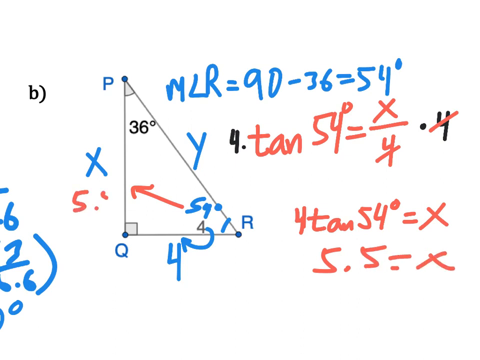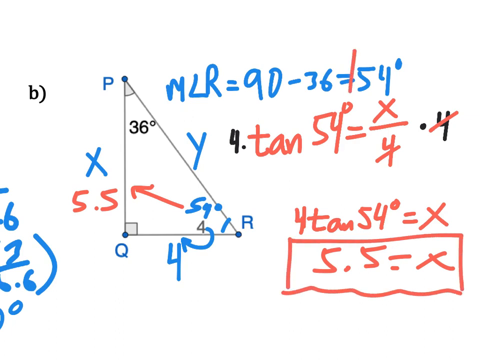Now we want to find Y. We could use the Pythagorean theorem here, 4 squared plus 5.5 squared equals Y squared. That'd be cool, but I want to try to avoid using the 5.5 because that's rounded. So let's try some trigonometry to finish this off. Why not use a 54 again? Or let's use a 36. Why not? Okay, let's use the 4. That was given to us. That's exact. And we're trying to solve for Y. And so let's use the 36.